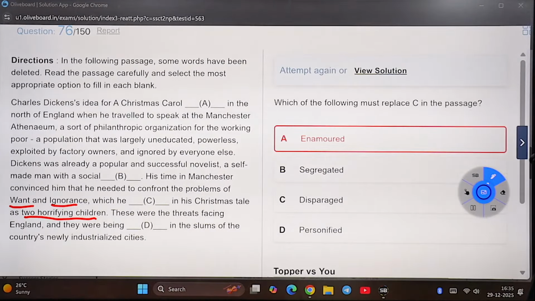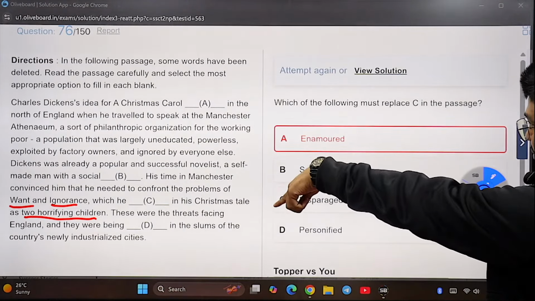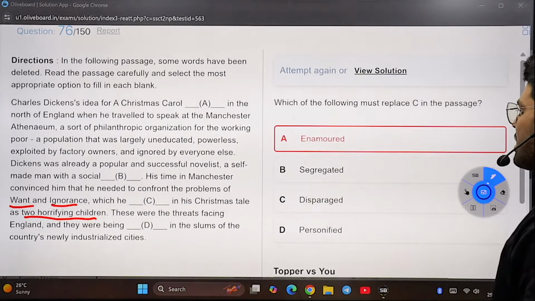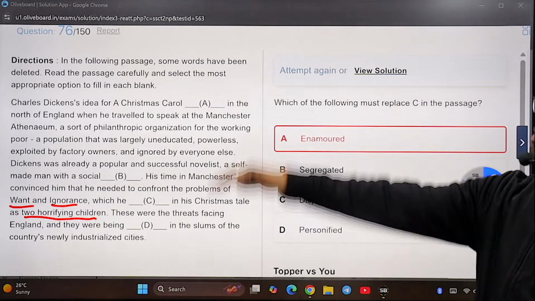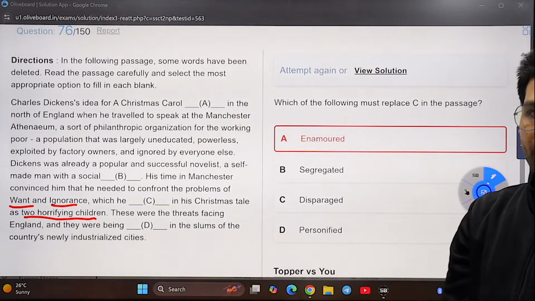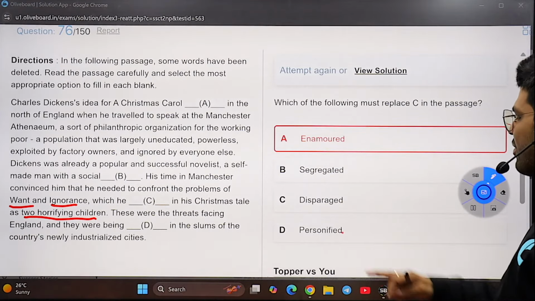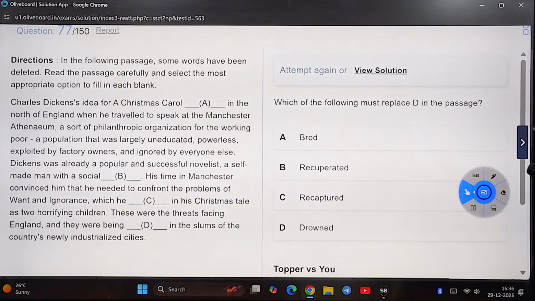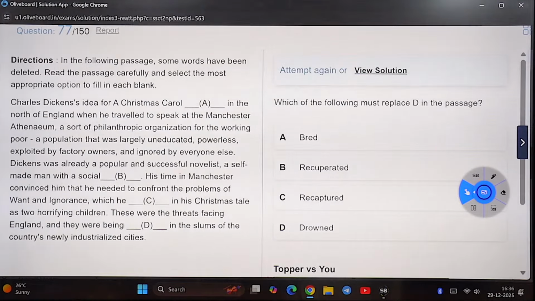Yes. Enamored is to be filled with love. Filled with love. No, no. Children. Segregate is to remove. No, he discussed. He confronted. Disparage is of no worth. Belittling, he's nothing before me. Where I am, where he is, disparage, of no worth, but he confronted. So can't use these. No love, he personified them, treated those abstract ideas as human beings, children. And these were the threats, and they were being blank space in the slums of the cities.